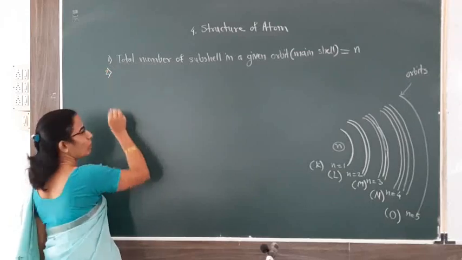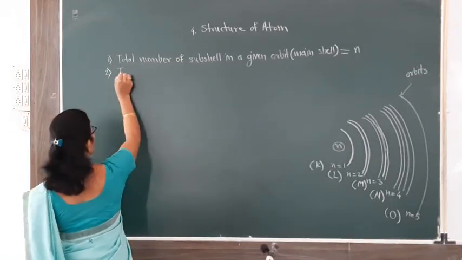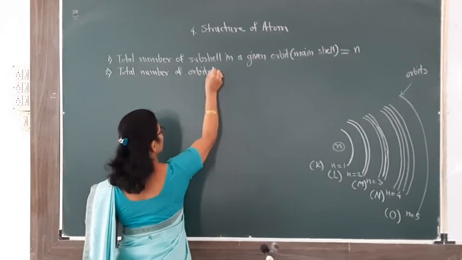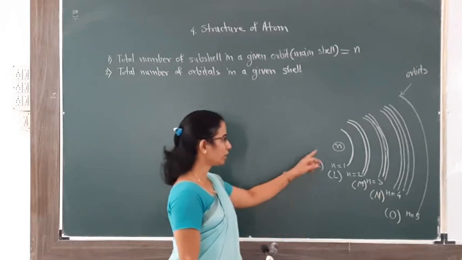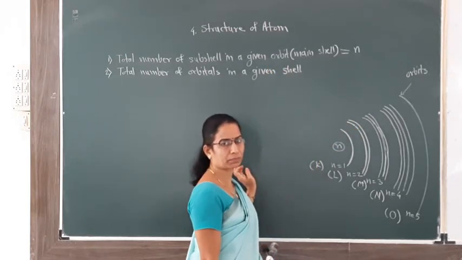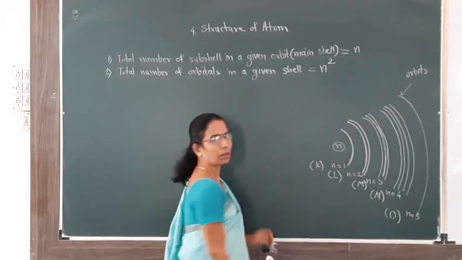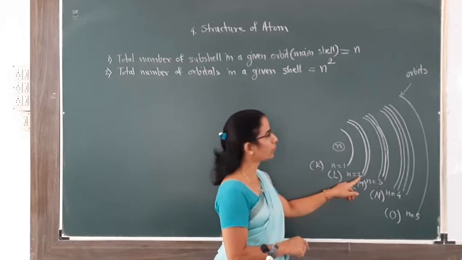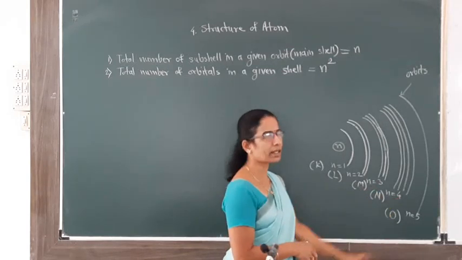Now, again, by knowing the value of n, you can also find the total number of orbitals present in a given shell. So let's see the formula. Yesterday you studied that these shells not only possess subshells, but the subshells again possess orbitals. And here the number of orbitals present in a given shell is given by the formula n square. That is, the first orbit will possess only one orbital. The second orbit will possess four. The third one will possess nine orbitals. The fourth shell will possess 16 orbitals and so on.